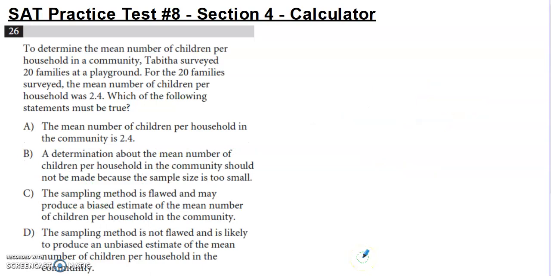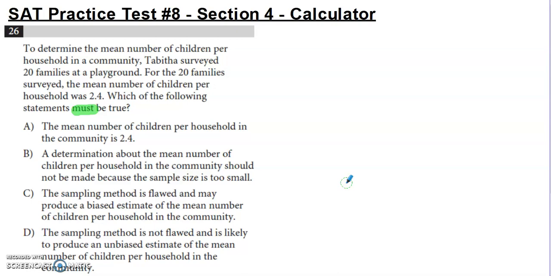Next question here says, to determine the mean number of children per household in a community, Tabitha surveyed 20 families at a playground. For the 20 families surveyed, the mean number of children per household was 2.4. Which of the following statements must be true? Must be true. The mean number of children per household in the community is 2.4. Now, based on her survey, that is the case.